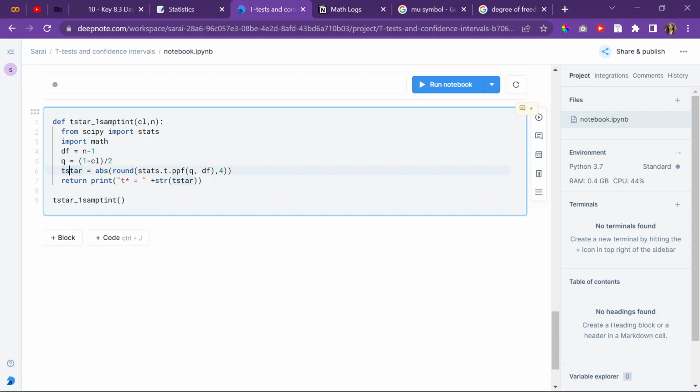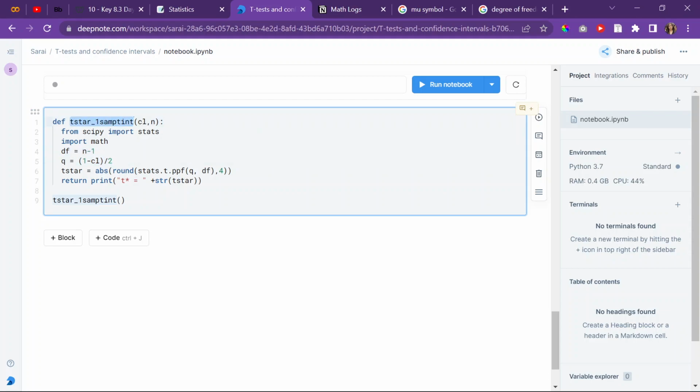And then I did T star is equal to the absolute value, because we take the absolute value only, rounded to 4 decimal places. I used a Python function, stats.t.ppf, which is the equivalent to inverse t in your calculator. And then Q, so 1 minus CL divided by 2, and then your degree of freedom, which is already stated above over here. So it already calculated for you.